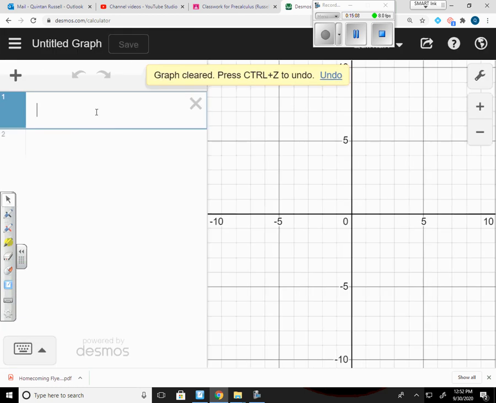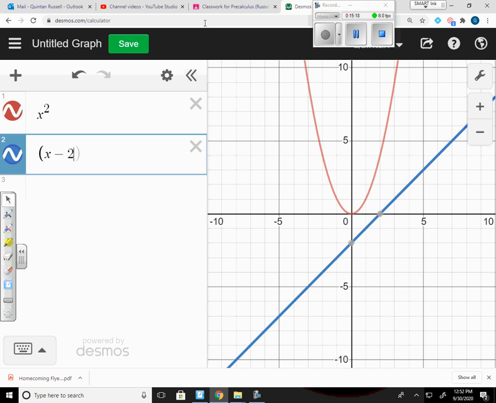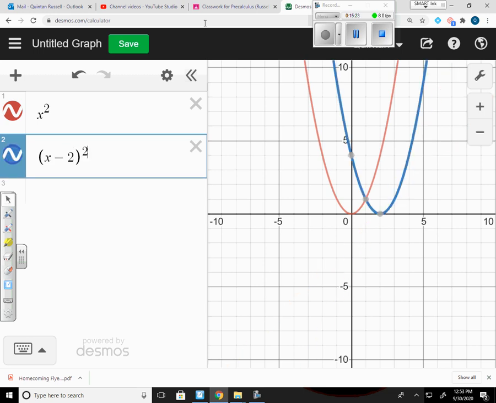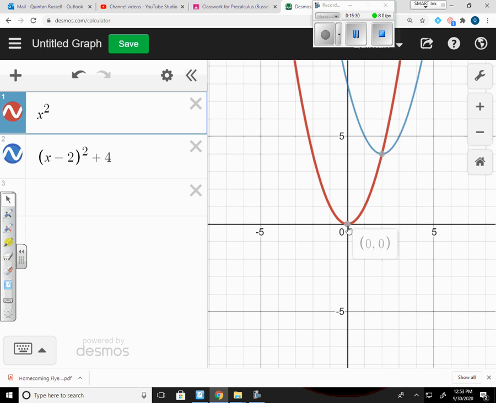Just go new blank graph. We'll first graph x squared. Now let's do our parentheses, x minus 2 squared plus 4. So the red is my original, or my parent function. It's at 0, 0. I said my new graph is moving right 2 and up 4, so my new point should be at 2, 4. When I click that, you can see that this is 2, 4. So it was right.